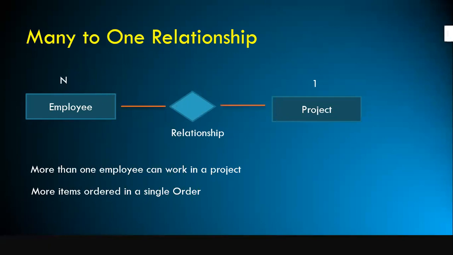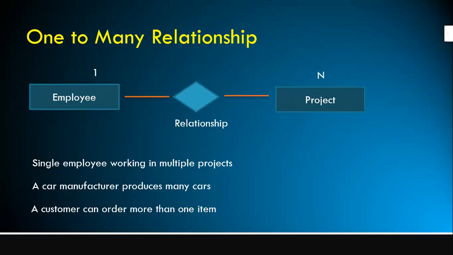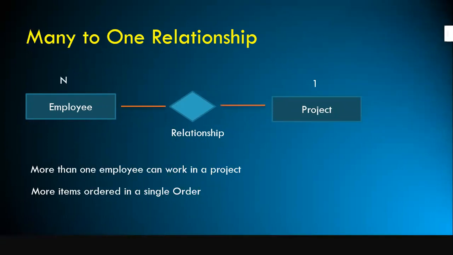Next one is many-to-one relationship. That is the opposite of this one, many-to-one relationship. In this case, many employees can work on a single project. Let's say we have something like a supply chain analytics project. In that project, many employees are working on it. Many employees in the sense, right, more than one employee. Not necessarily 100 employees. So more than one employee, we call this a many. Many employees can work on a single project. Many items ordered in a single order. Okay, so these are the examples for many-to-one relationship.